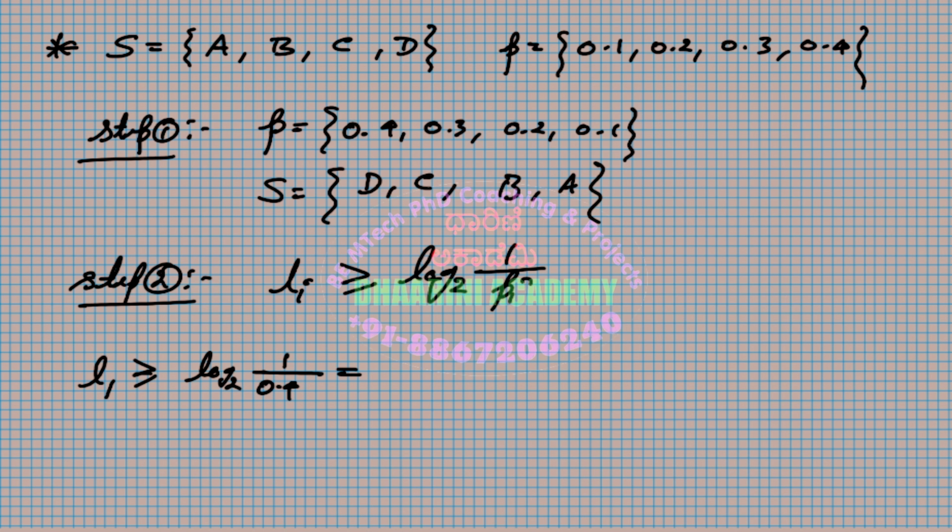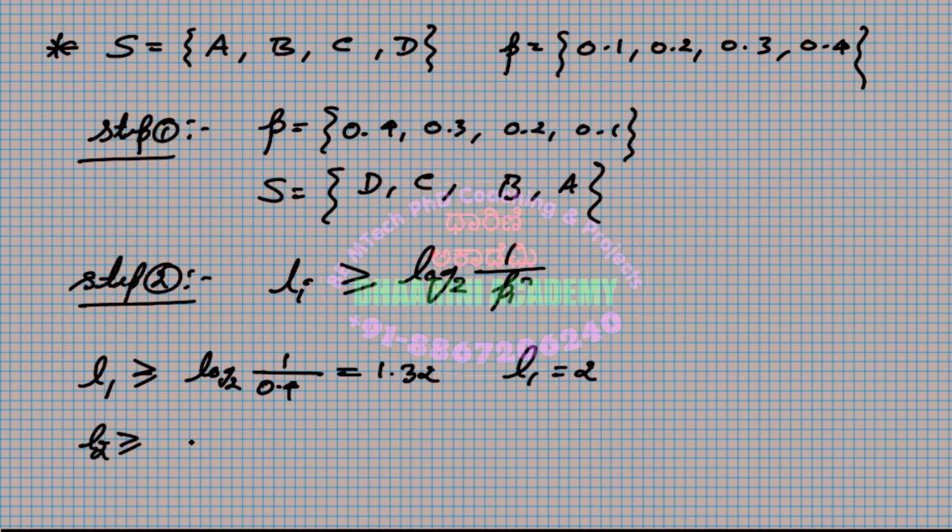When we solve, we get this to be equal to 1.32. Now L1 should be greater than that, and it is a length. So take L1 as 2, because a length cannot be 1.32, and 1.5 is also not going to work. You have to take a whole number. So L1 is that. Similarly, calculate L2. L2 should be greater than or equal to log to the base 2 of 1 by 0.3. Please calculate that.